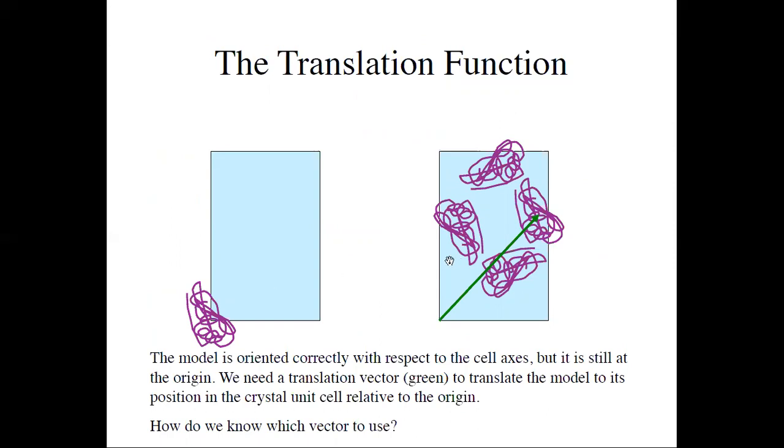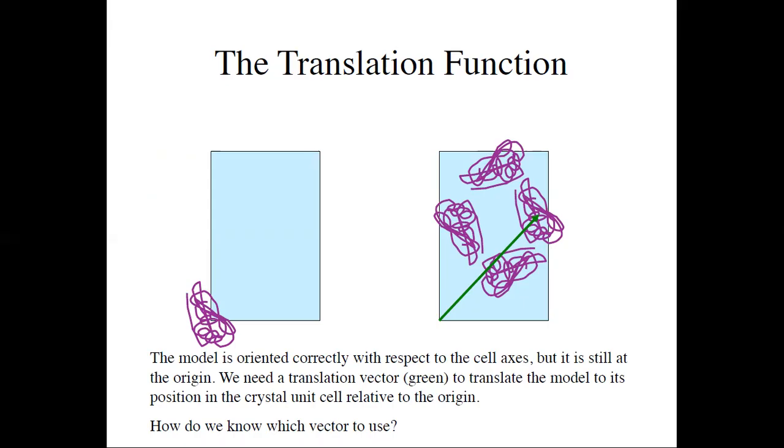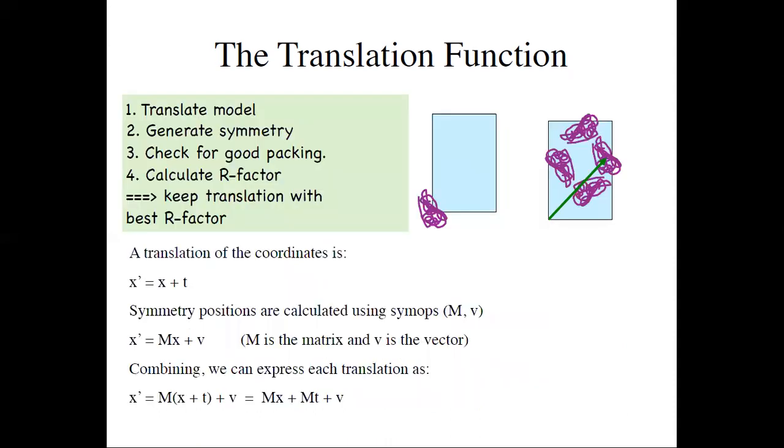The model is orientated with respect to the cell axis, but still at the origin, so we need a translation vector to translate the model to its position in the crystal unit cell relative to the origin. So the translation function should be changed in the different coordinates.